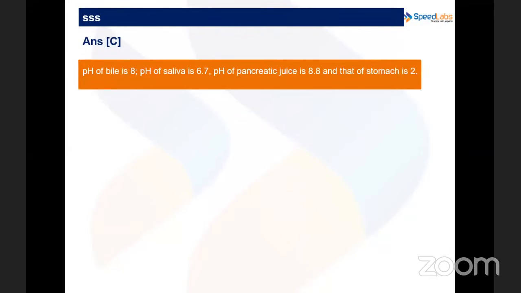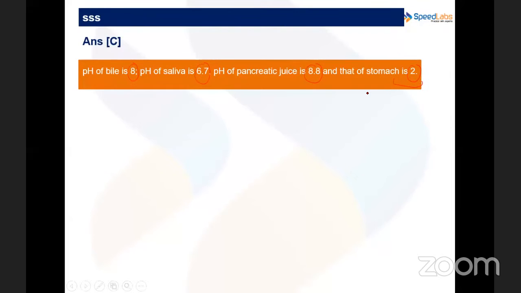So first let's see the pH of all the options given in the question. pH of bile is 8. Saliva is 6.7. Pancreatic juice is 8.8. Stomach is 2. So the minimum pH is of the stomach. Gastric juice is acidic.